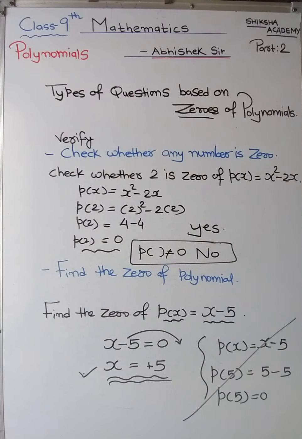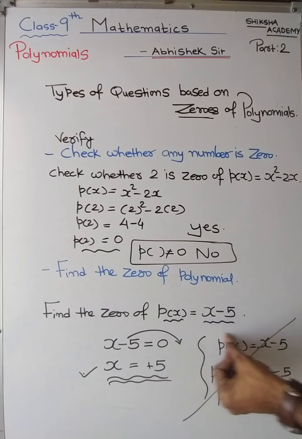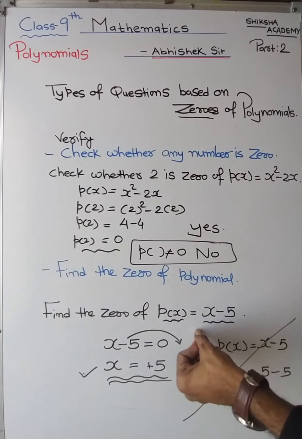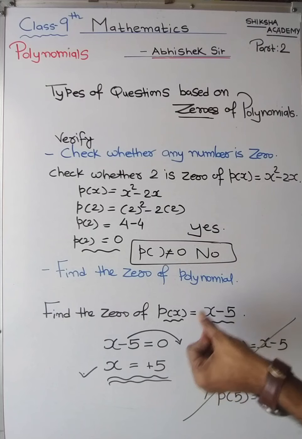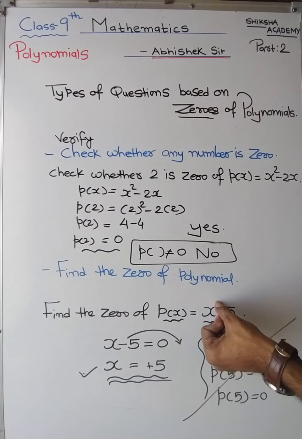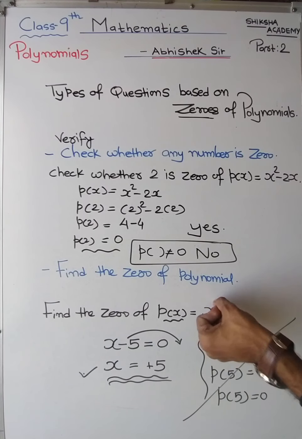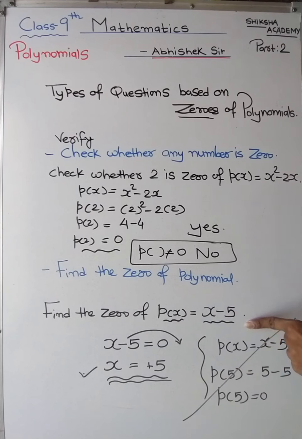Clear? Next conclusion is every linear polynomial has one and only one zero. For example, this linear, I hope you remember those who are having the highest power as 1. Clear? So every linear polynomial has one and only one zero. And any other polynomial can have more than one zero as well.